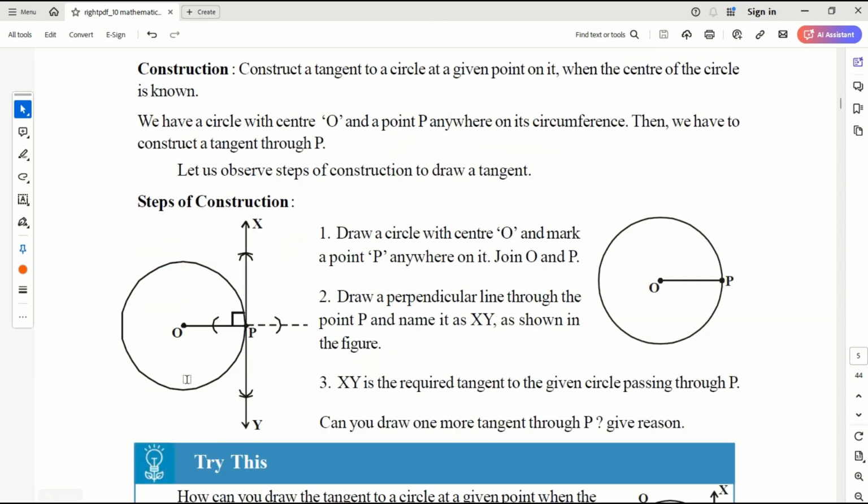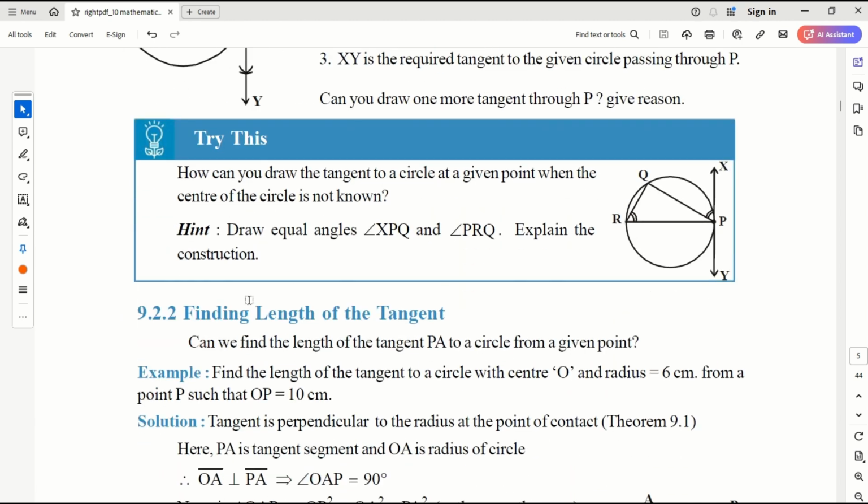Okay, this is easy. You take any point on a circle and draw the radius. You know the center of the circle, you draw the radius, and you draw a line at 90 degrees to that at the point on the circle. Take the point on the circle, draw the radius, and draw a perpendicular line to the radius. That is nothing but the tangent at that point, right? So this is as simple as that.